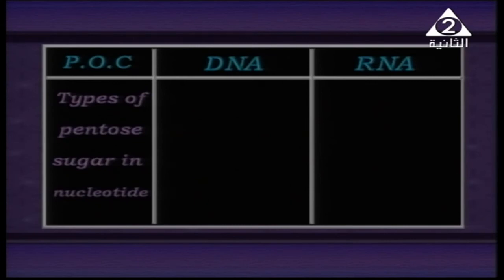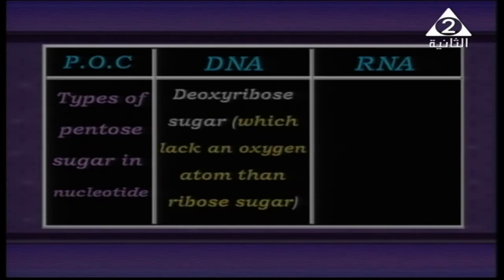Point of comparison number 1, types of pentose sugar in nucleotide. In DNA, the type is called deoxyribose sugar. It means it lacks an oxygen atom compared to ribose sugar. But in RNA, it's ribose sugar, so it has the oxygen atom.